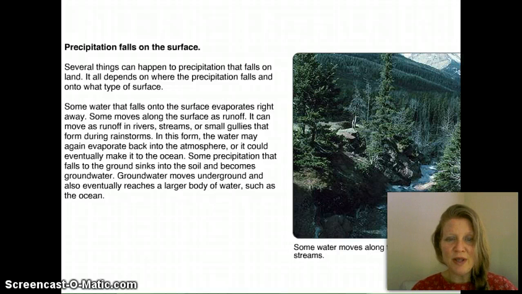Precipitation, of course, also falls on the surface. I'm sure that this week or within the past month, many of us have experienced a form of precipitation. And also, water moves along the surface in runoffs in rivers or streams.